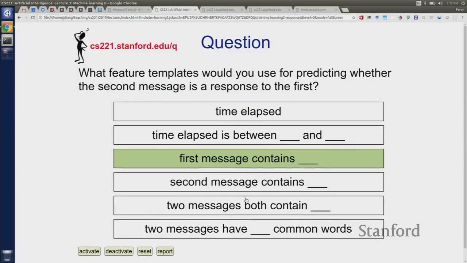However, at the same time, you might imagine there's some signal. For example, if the first message ends with a question mark, maybe it is more likely that the second one is a response, but not always. And the second message alone might give you some clue. For example, if it's like hello, maybe it's not likely. But if it's sounds great, maybe it's more likely to be a follow-up. So there are individual cues.